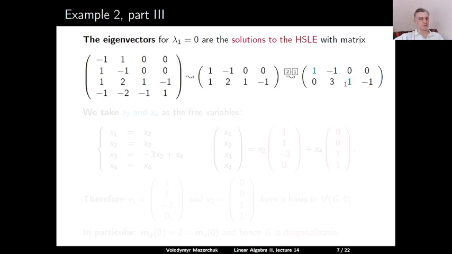This is the second row. Now we have here the identity matrix formed by the first and the third columns. So we can take x2 and x4 as the free variables.